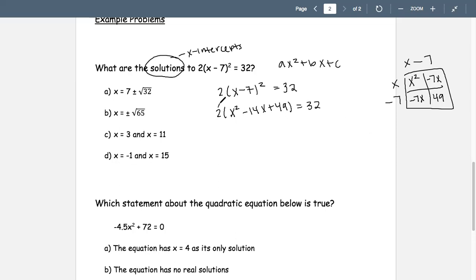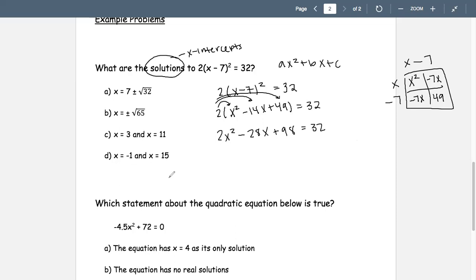Distribute, beautiful. So I'm gonna distribute this 2 now. So 2 times x squared will give me 2x squared. 2 times -14x will give me -28x. And 2 times 49, 98 equals 32. Wow, that looks so great. Am I done now? No. Why not? Now you have to do it again.